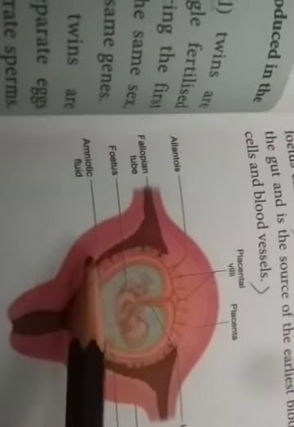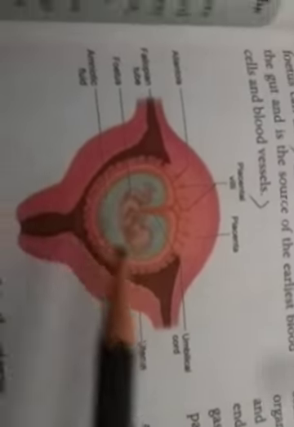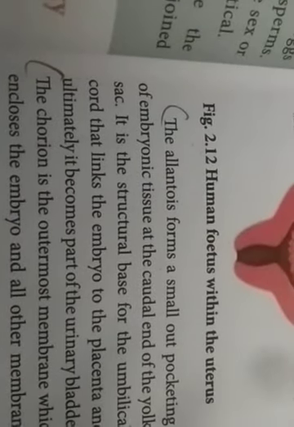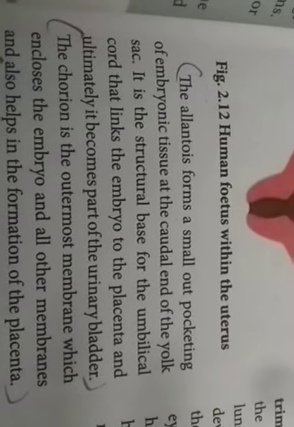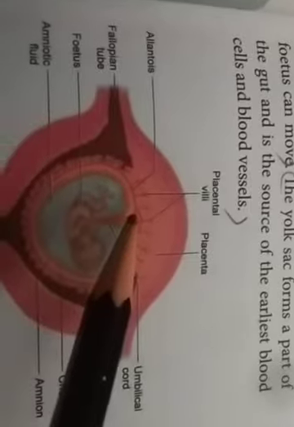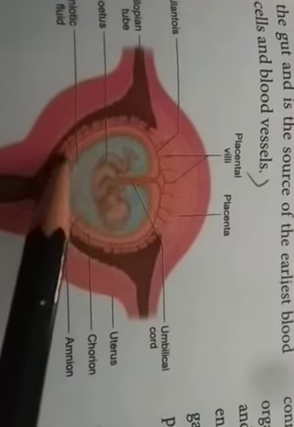Okay, blood cells and blood vessels are present. That is known as the yolk sac. Okay, then the next one is the allantois. Allantois forms a small out-pocketing of the embryonic tissues at the caudal end of the yolk sac. At the tip of the end of the yolk sac, this red color, they can produce an out-pocketing.